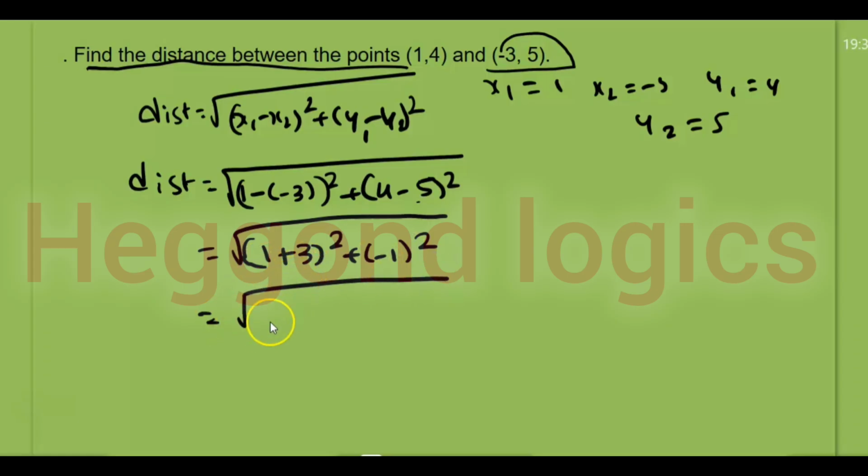1 plus 3 is 4, 4 square is 16, minus 1 square is 1, so 16 plus 1. Then the square root of 17. The distance between the points (1, 4) and (-3, 5) is square root 17 units.